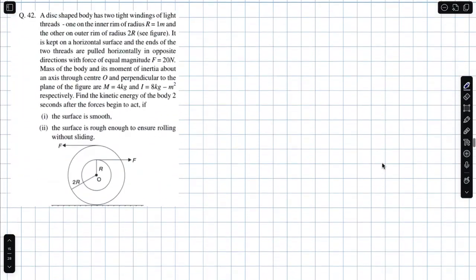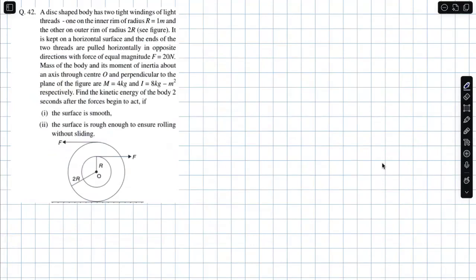First, I'll complete this. A disc-shaped body has two tight windings of light threads, one on the inner rim, small r, and one on the outer, R, 2R. It is kept on a horizontal surface, and the ends of the threads are pulled horizontally in opposite directions with force equal to 20 newtons. Mass of the body is 4 kg and moment of inertia is 8 kg. Find the kinetic energy of the body 2 seconds after the forces began to act.